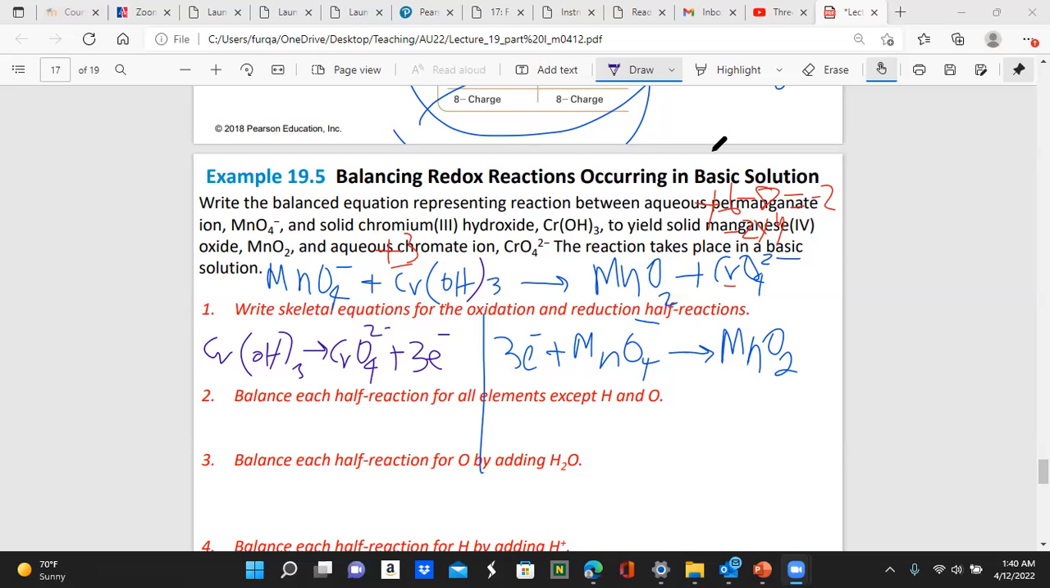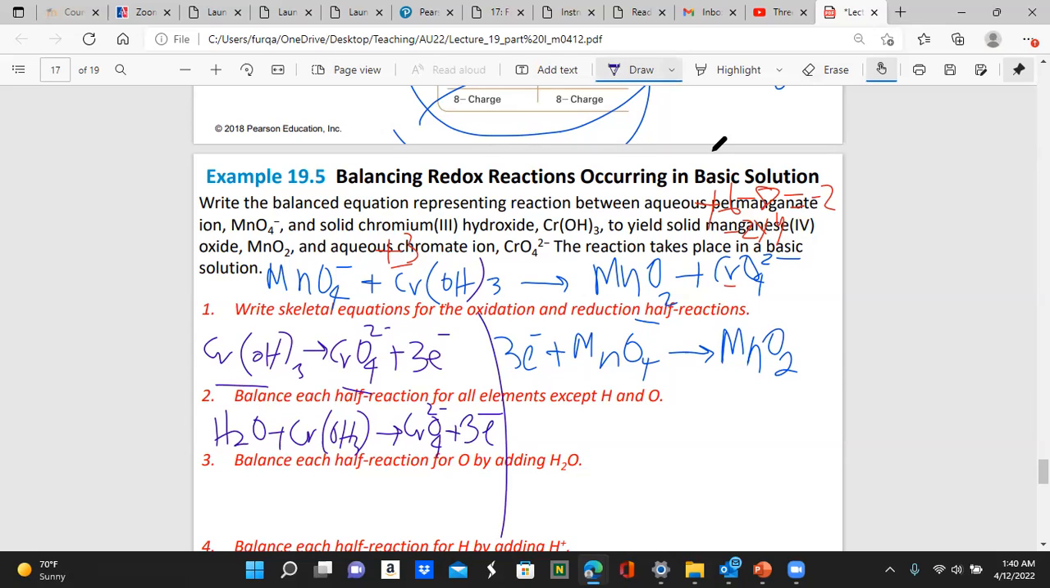Now it's time to balance oxygens first. On my left-hand side, I have 3 oxygens, on the right-hand side, 3 oxygens here and 4 oxygens here. It means I have to add a water molecule on the left-hand side, right? It's going to be H2O plus CrOH3. And that's going to go into CrO4 2 minus plus 3 electrons here.